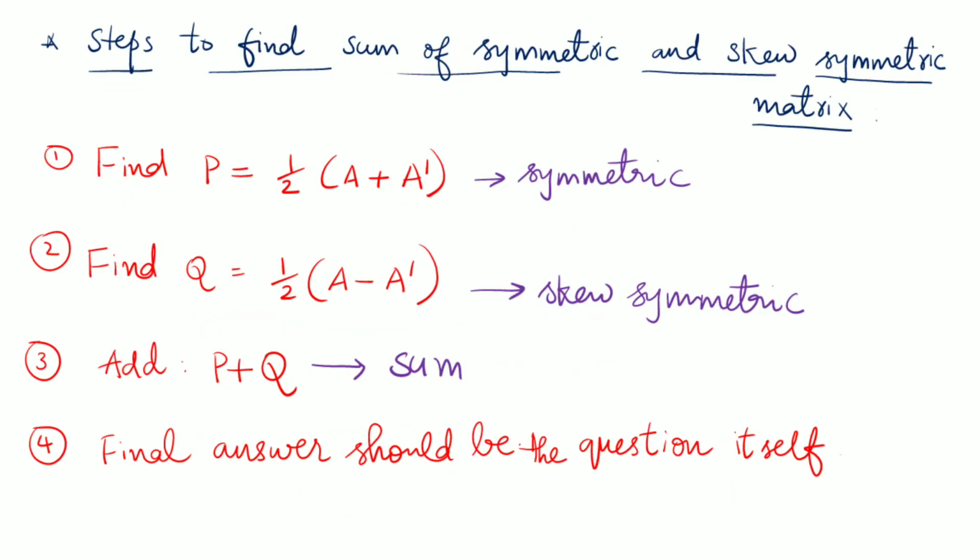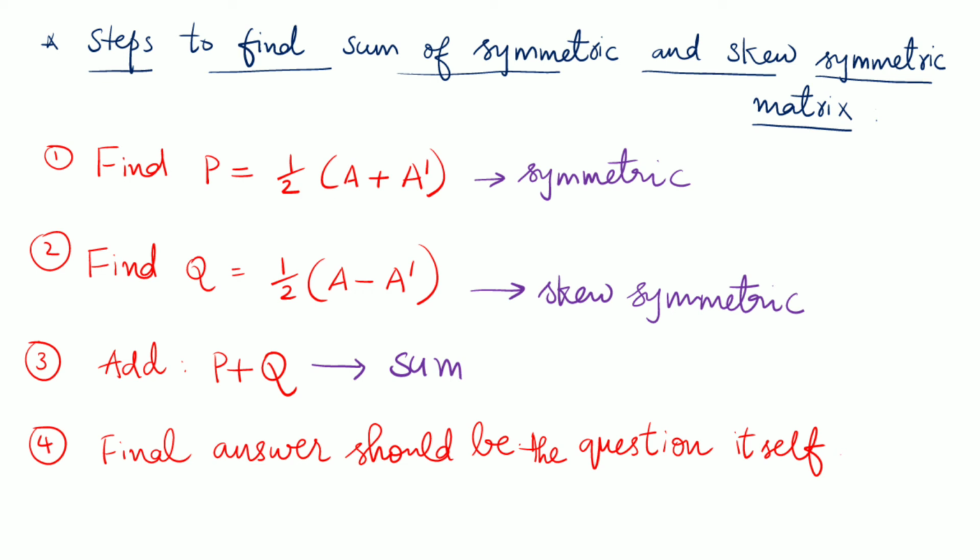But if the question is sum of symmetric and skew symmetric, you have to write a step by step answer, and the steps are given here. First you have to find P. In this case P is the addition of two matrices and multiplying that with 1 by 2, half. Or else you can directly divide all the entries by 2, because division of a matrix is not there. So you have to just multiply by 1 by 2 or divide all the entries by 2. And this is the condition for symmetric in the sum of symmetric and skew symmetric matrix.